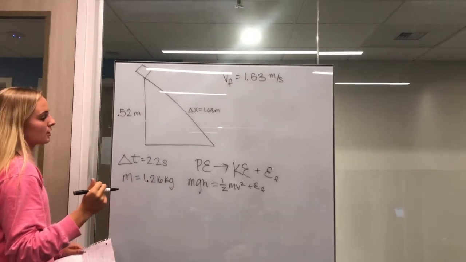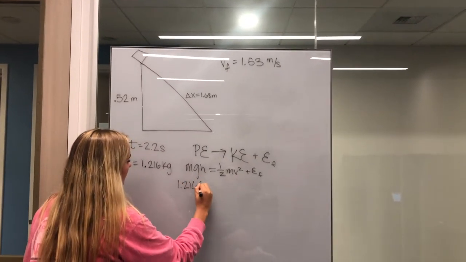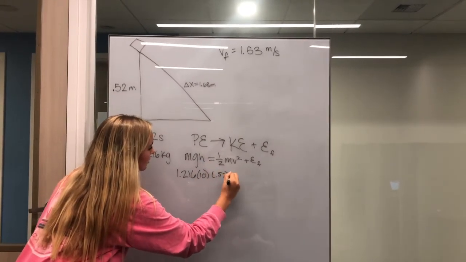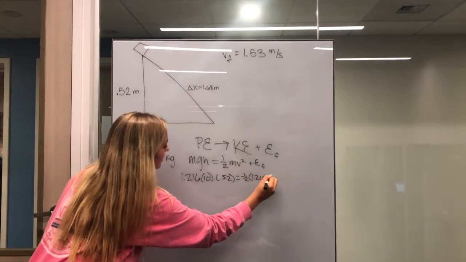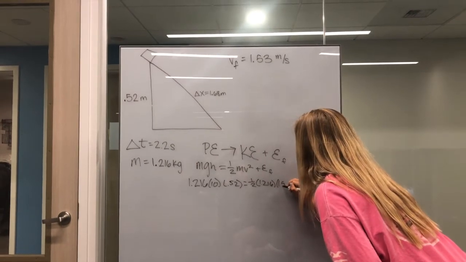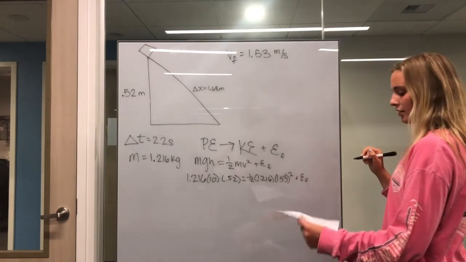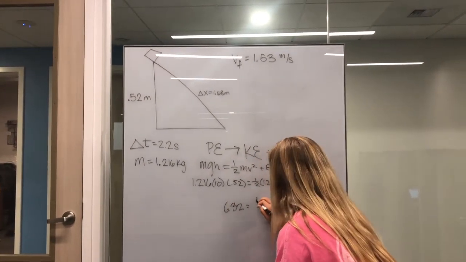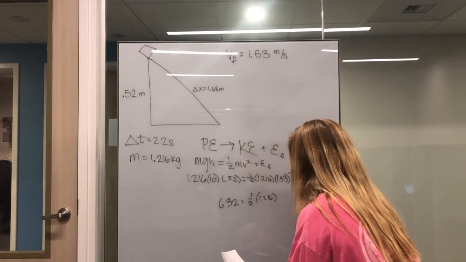So we can plug those into the equation, and we can say 1.216 times 10 times 0.52 is equal to 1/2 times 1.216, and we know our velocity, 3 squared plus energy lost to friction. Then it all boils down to 6.32 is equal to 1/2 times 1.216 times 26.